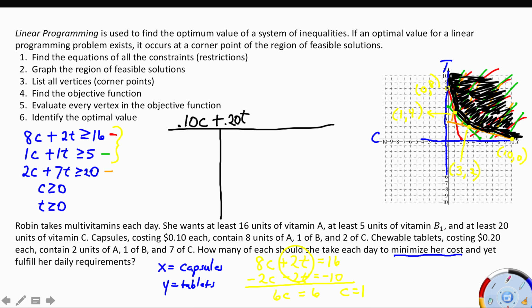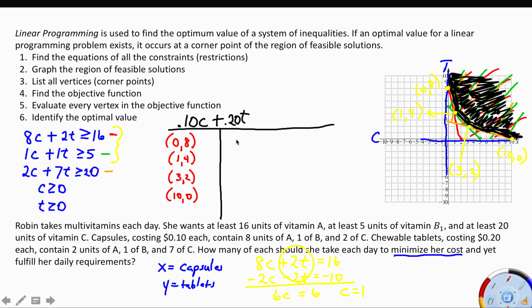All right, so these 4 points, 0, 8, 1, 4, 3, 2, and 10, 0 are my possible optimal solutions. I'm just going to plug them in up here. Right? Pay attention to which one's C and T. I put them all in an ordered pair, and I've got my C first here.